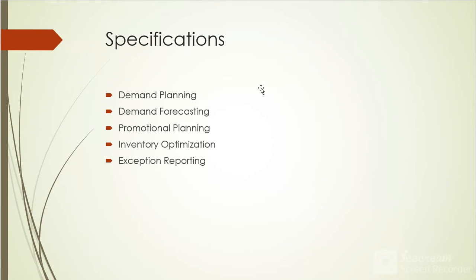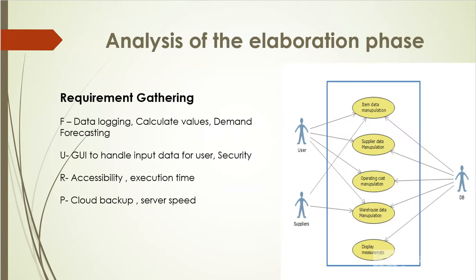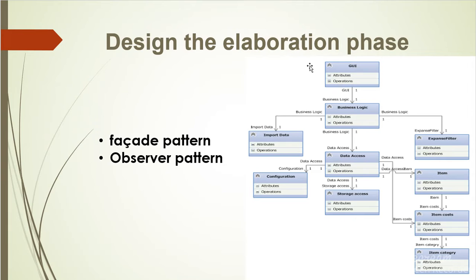As we have the specifications for the supply chain operation, I have demand planning, demand forecasting, promotional planning, inventory optimization and exception handling. Also, for the first page, as the analysis of the elaboration phase, here I have gathered the requirements using the verbs method. So you can see the use case diagram of the software. From the use case diagram, we are going to the designing of the elaboration phase.